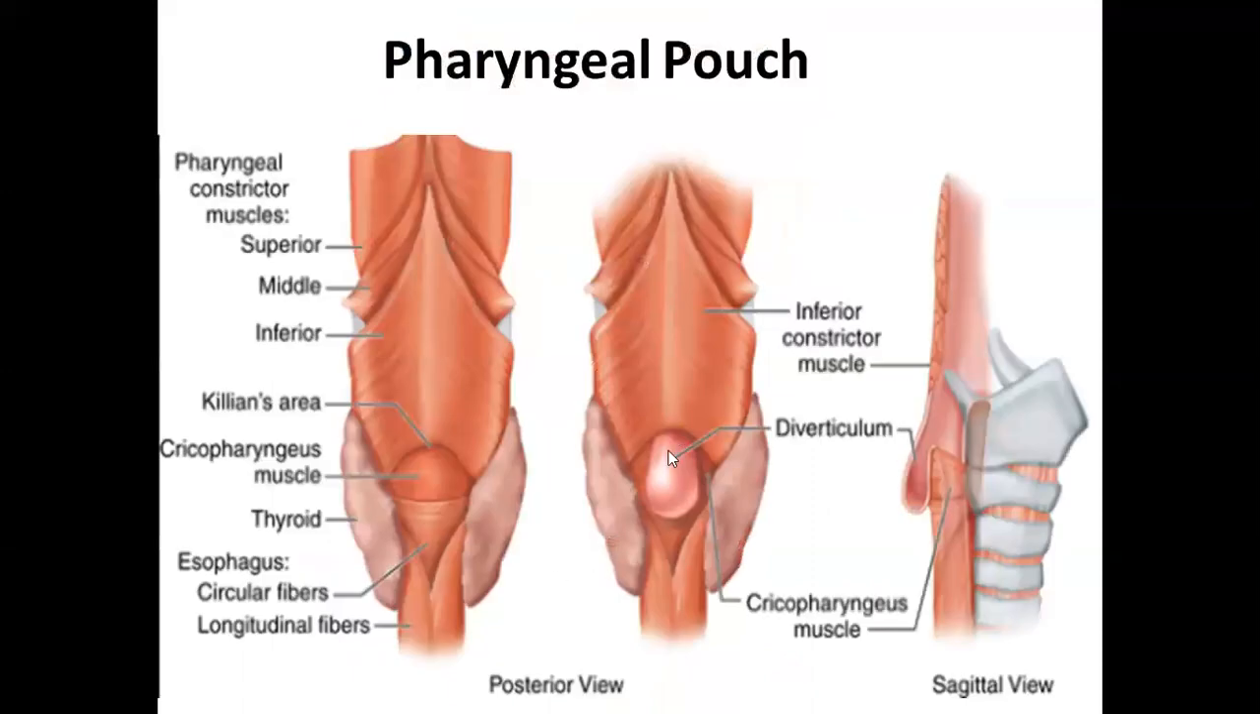So here you can see this was the Killian's dehiscence between the cricopharyngeus and the thyropharyngeus. Now what is happening? The diverticulum is coming out. This is a lateral view. You can see that the cricopharyngeus is not relaxing, it is contracted, and here the second part of the inferior constrictor is also contracted.